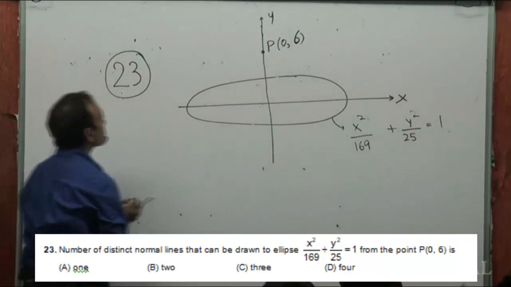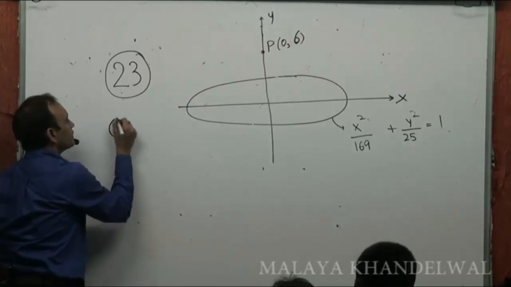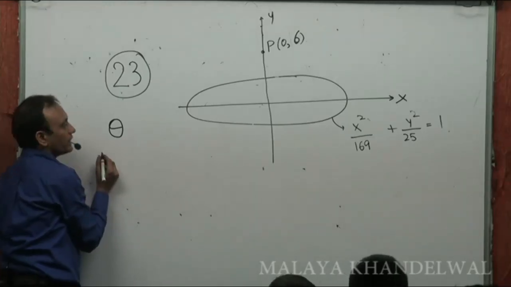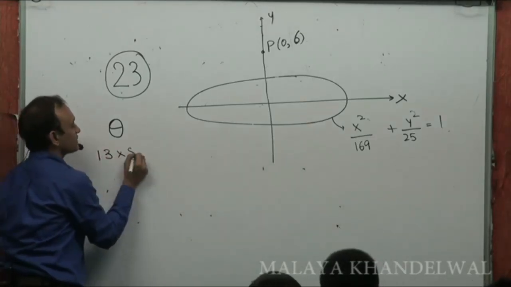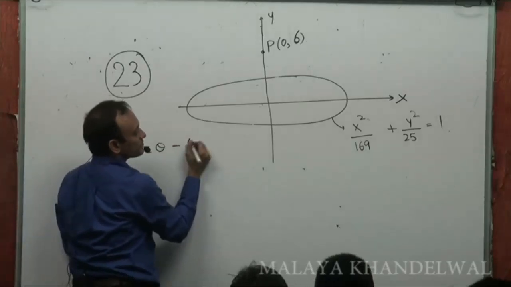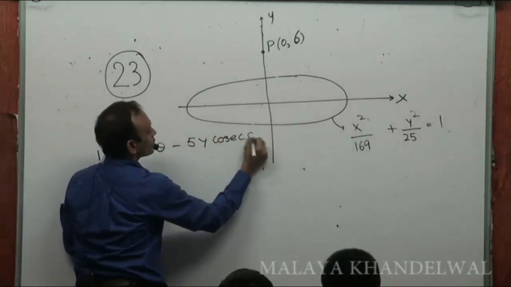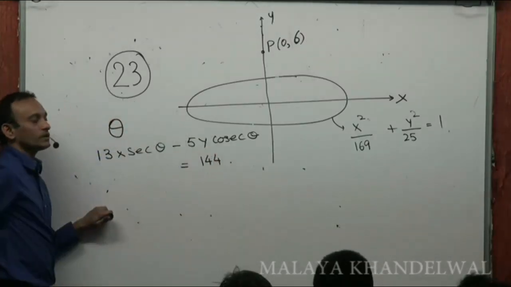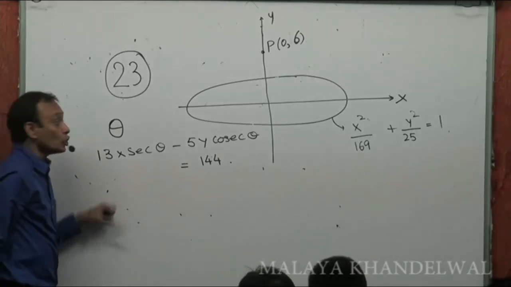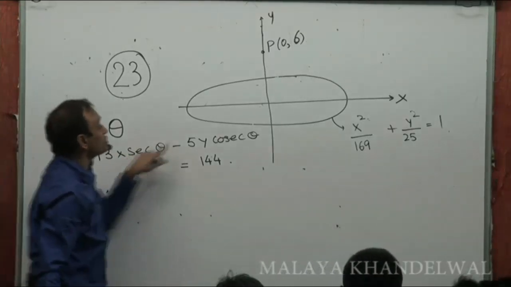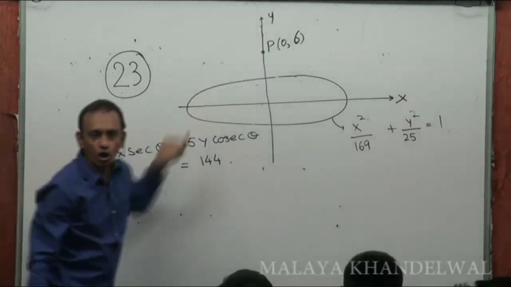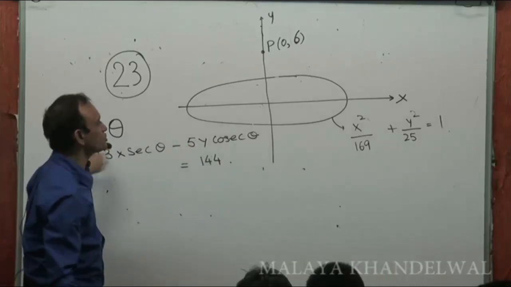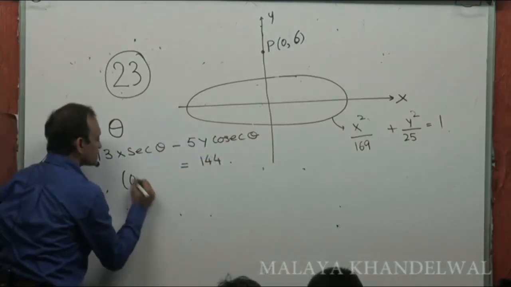What are the other normals? See, let's say the other normal is at theta. Then the normal is going to be ax sec theta minus by cosec theta: a is 13, so 13x sec theta minus b, which is 5, y cosec theta, is 169 minus 25, 144. That's the normal at any theta. Now, we are seeking only those thetas for which the normal passes through (0, 6). (0, 6) must lie on this normal. So put x equal to 0 and y equal to 6.